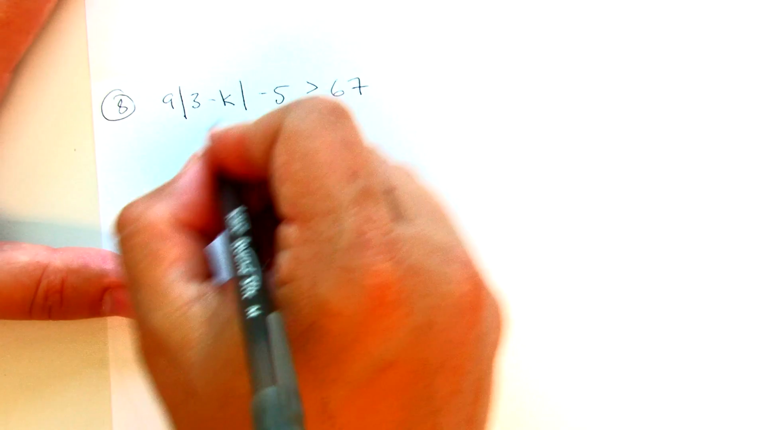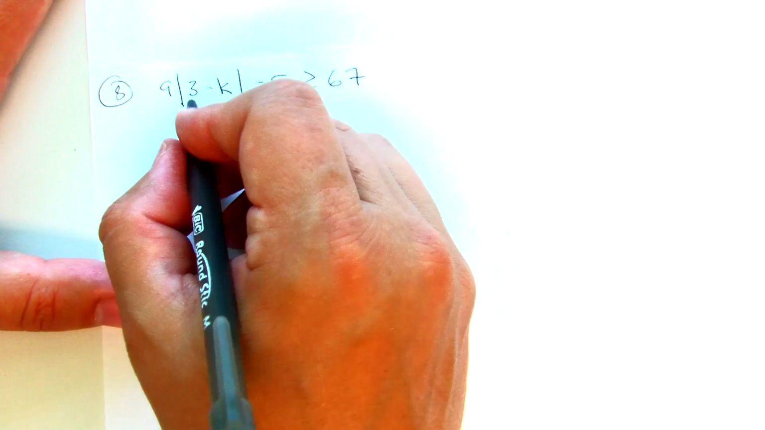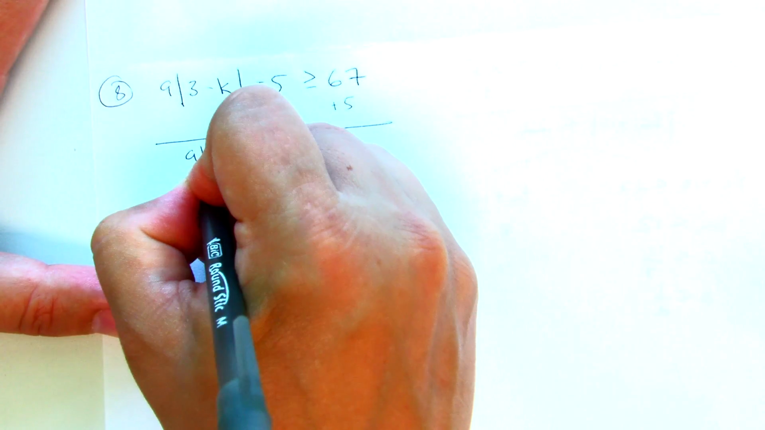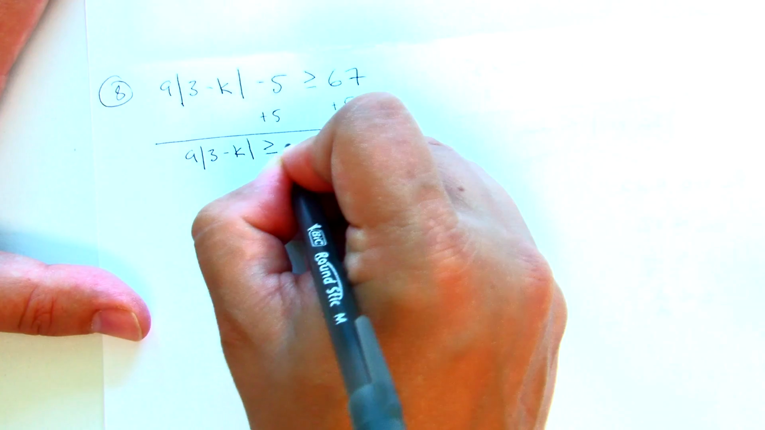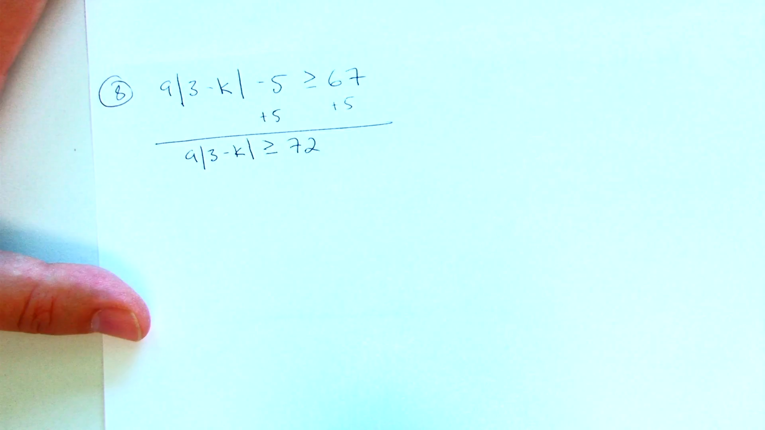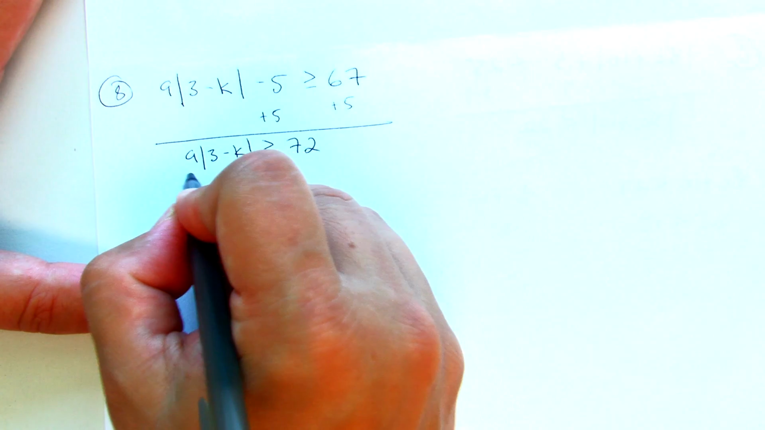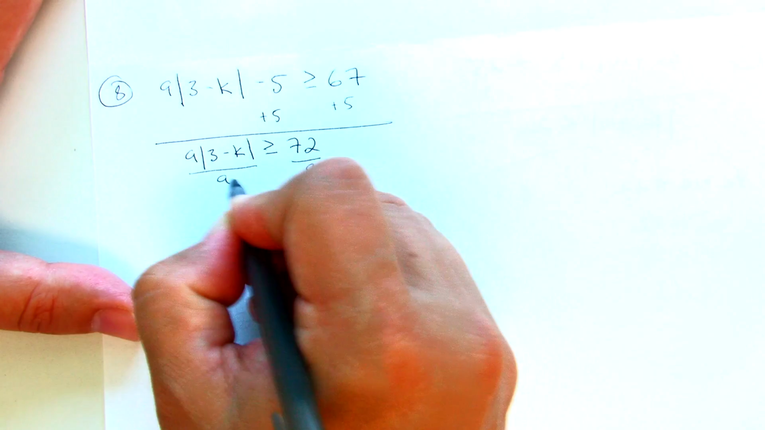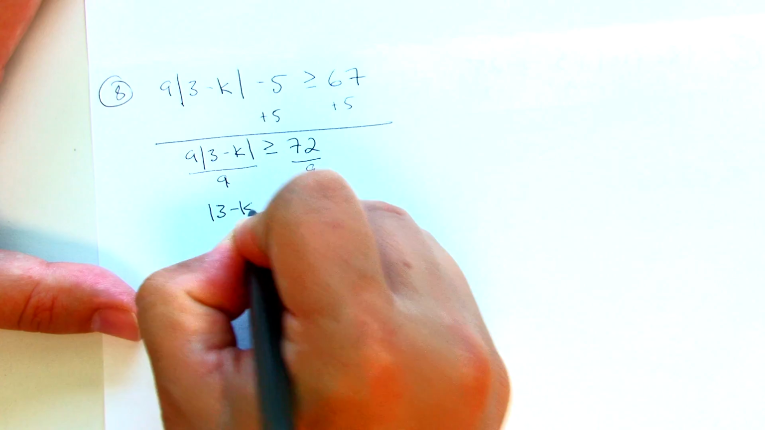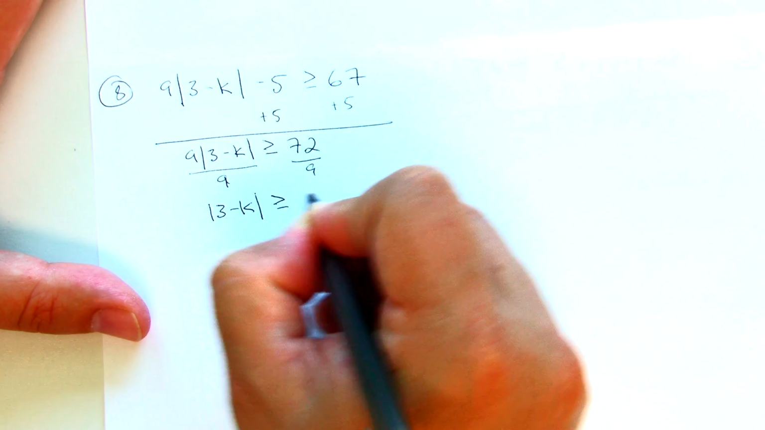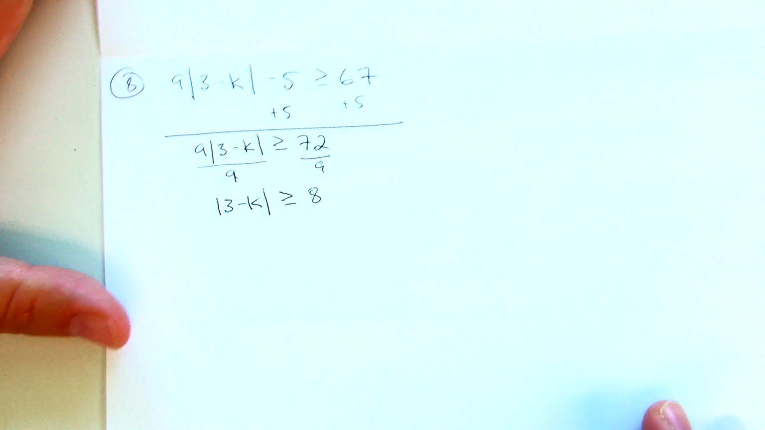And let's try one more. Okay, we've got to isolate the absolute value, so we're going to add 5. So we get 9 times the absolute value of 3 minus k is greater than or equal to 72. Divide by 9, we still haven't isolated it, so we've got to do another step to isolate the absolute value part. So absolute value of 3 minus k is greater than or equal to 8.